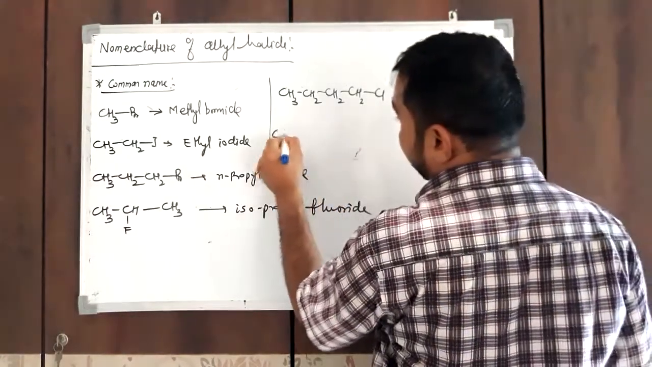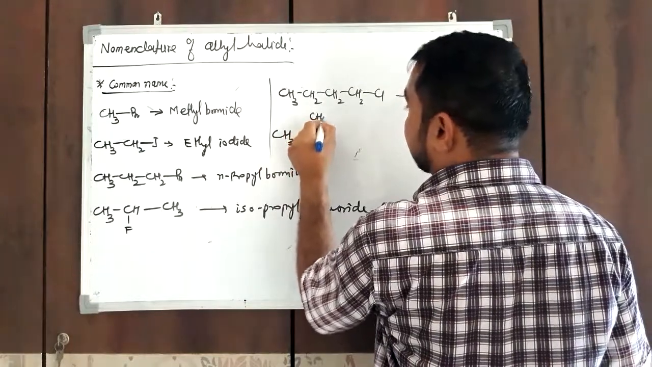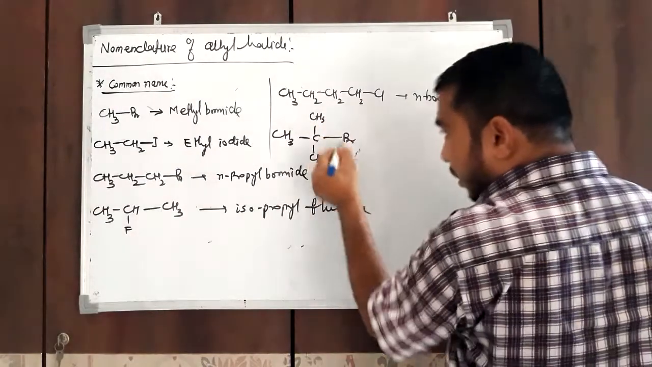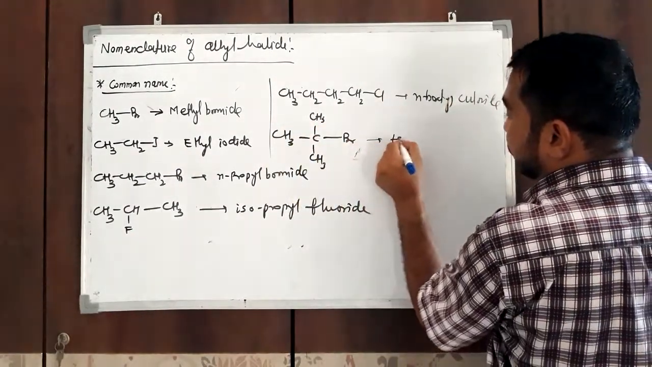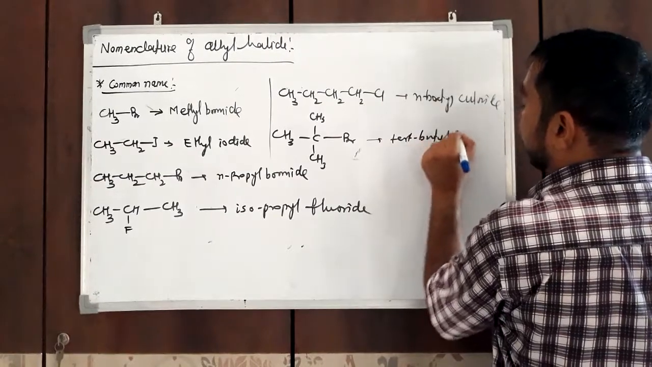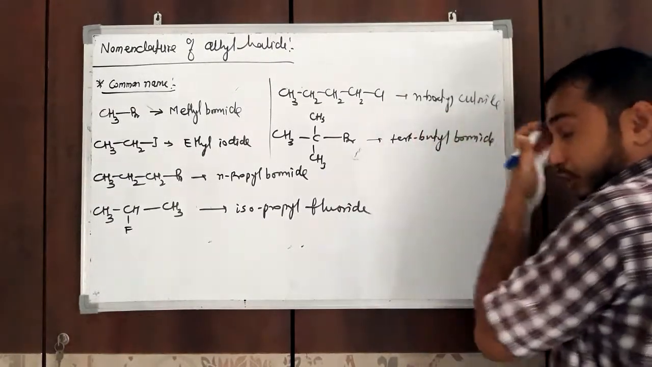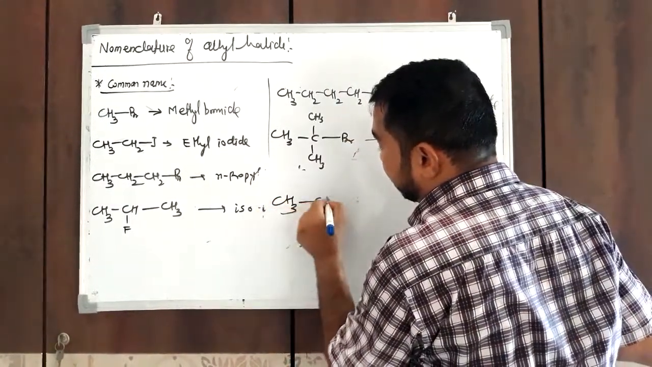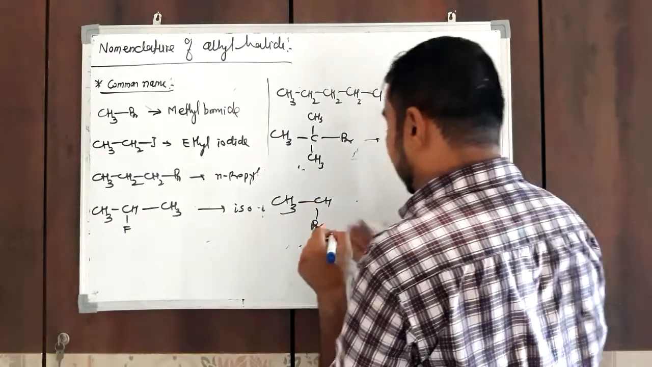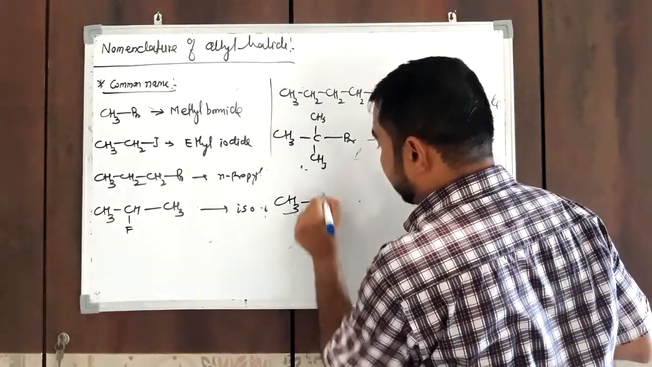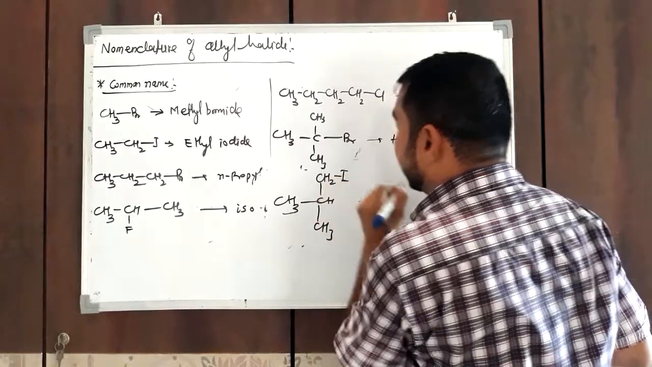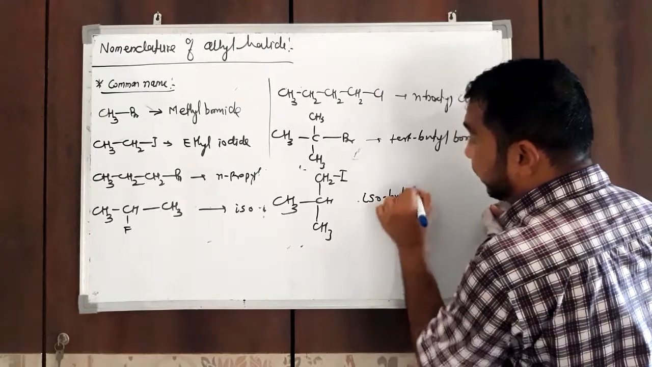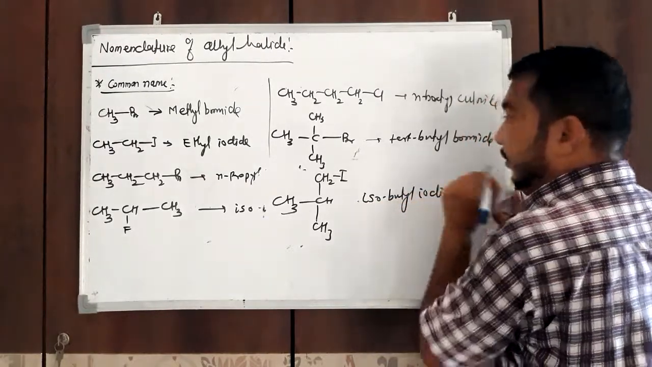Okay. Then like this. Here bromine attached to tertiary butyl group, so name is tert-butyl bromide. Similarly, isobutyl bromide. Okay, like this, so on. Then CH3CHBrCH2. So it is isobutyl group. So isobutyl iodide, and so on.